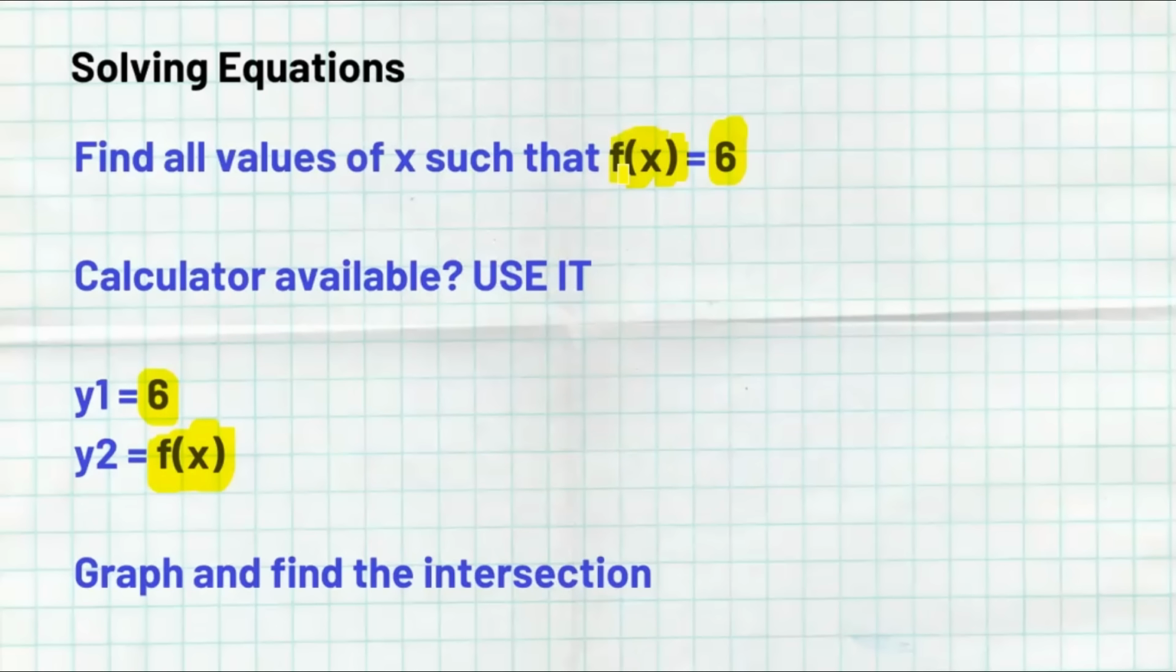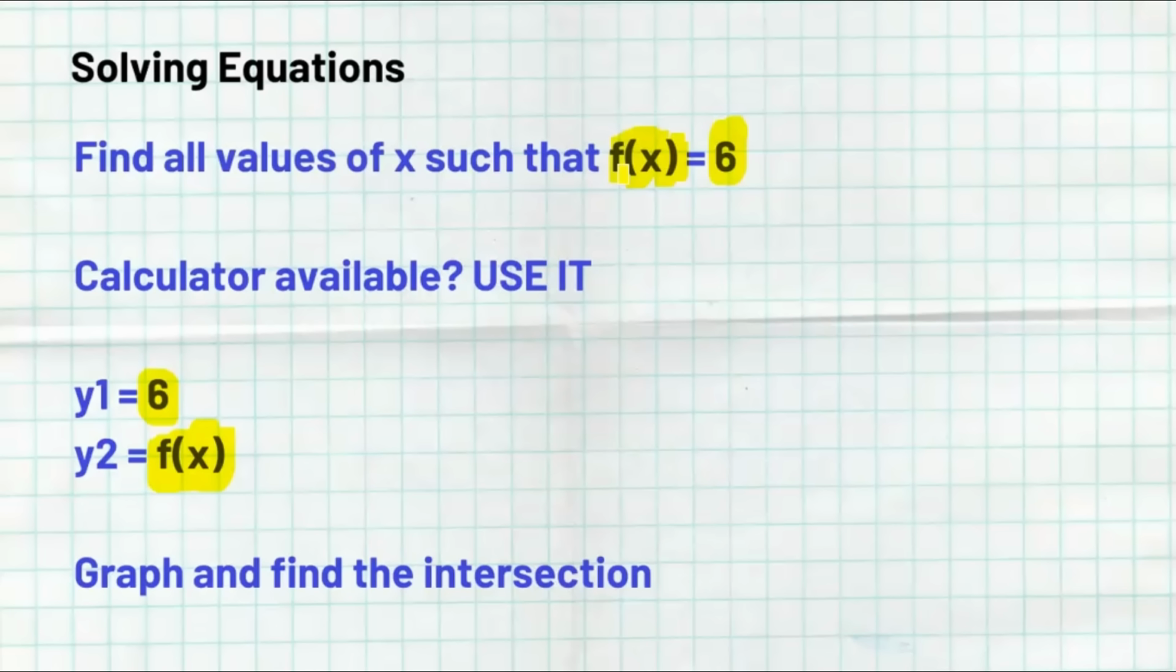Now, I would recommend starting off with a zoom standard. That's a 10 up, 10 down, 10 left, 10 right. And then what you're going to look for in the graph is the intersection point of these two functions, because where they intersect is, well, where they're equal. And then all you have to do is use the trace command on your calculator to find that intersection point, and boom, you got your answers.